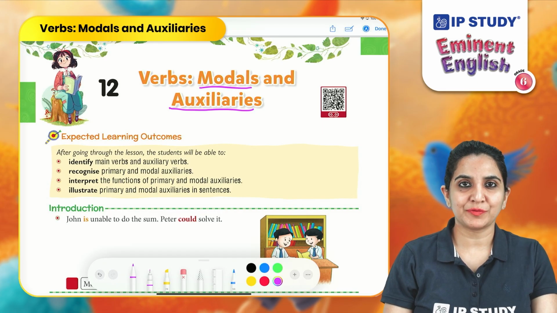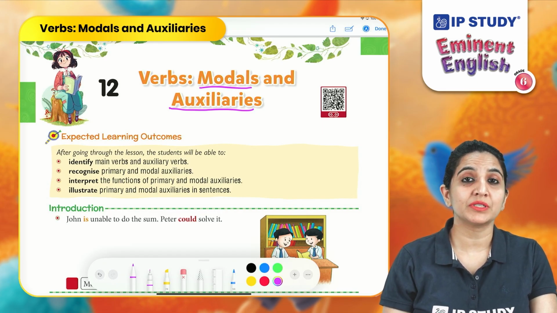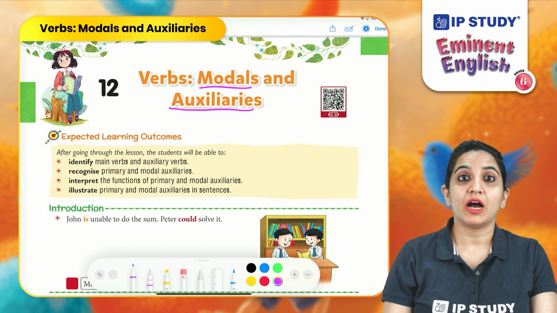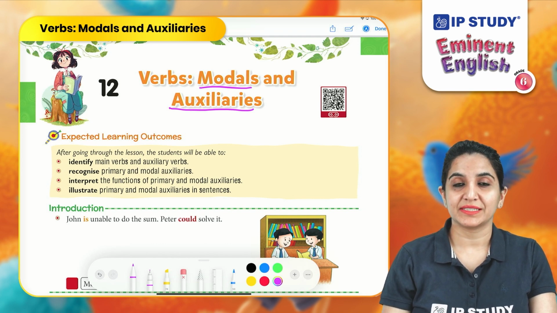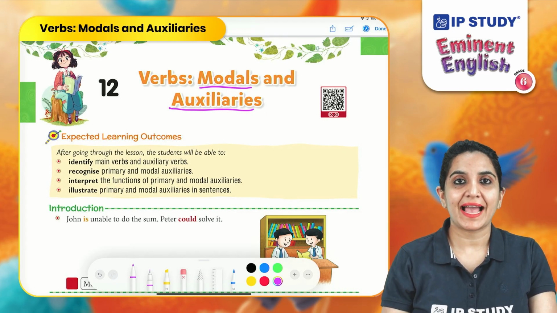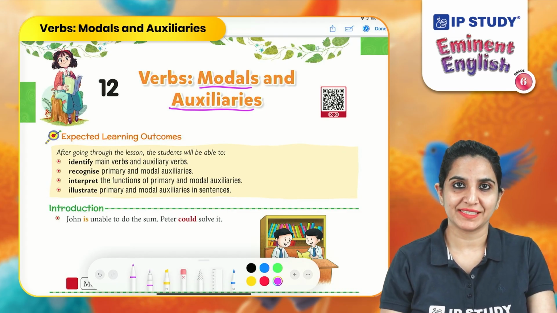Before we discuss further, let us understand what is a verb. Do you remember? Very good. A verb is an action word such as eat, talk, write. All of these are action words and they are verbs, right?